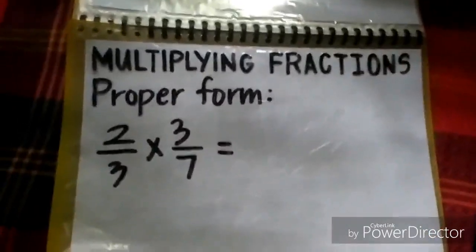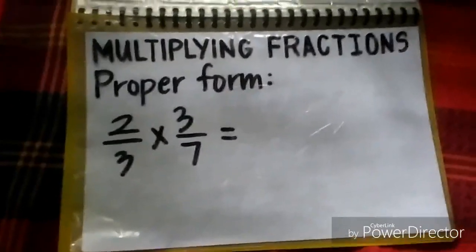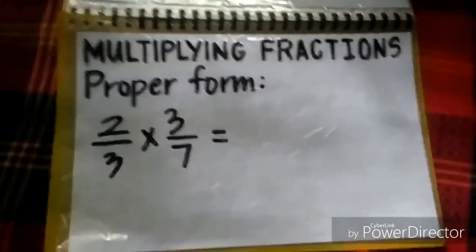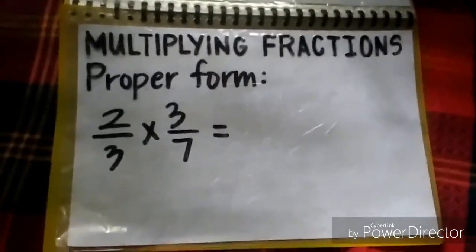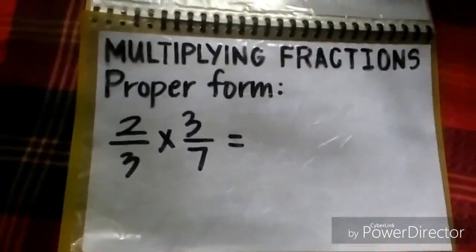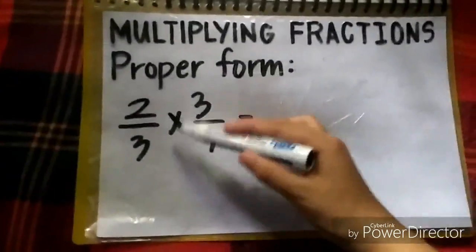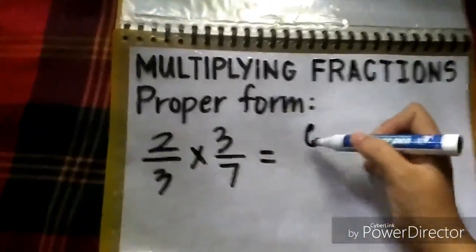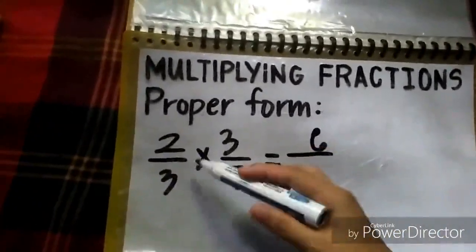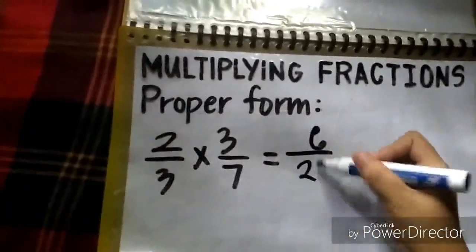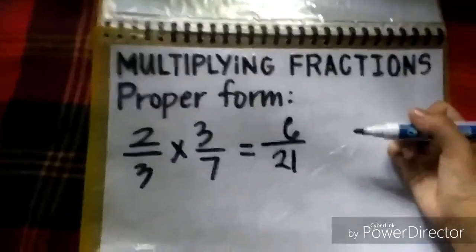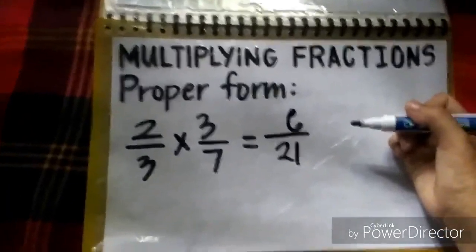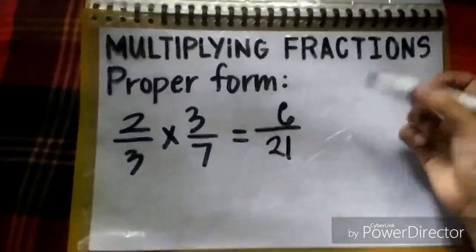Let's try this one. Again, let's multiply both the numerator and the denominator of the two fractions. 2 times 3 is 6. 3 times 7 is 21. As you can see, the result can be simplified into lowest terms.